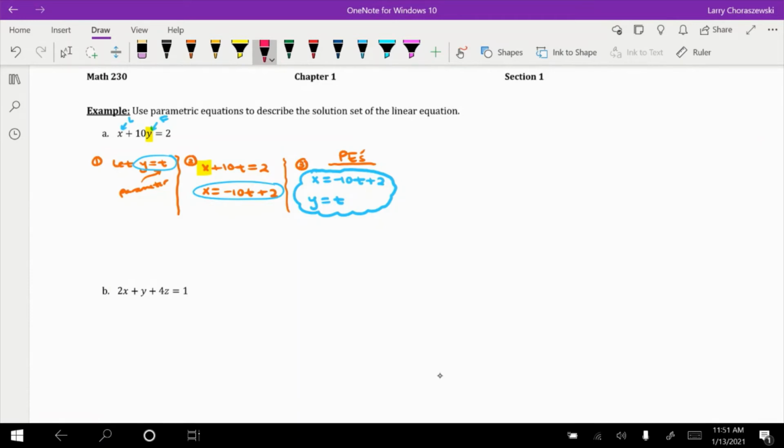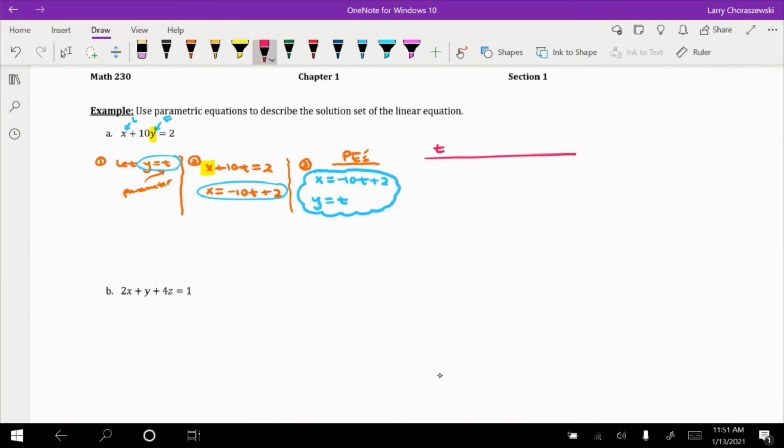And in fact, if you wanted to, you can construct a table where we can pick some random values of t, and depending on the value of t, we'll get a value of x. We'll also get a value of y. And as an added bonus, we would get an ordered pair that would be a solution to the system. Would anybody like to pick a random value of t for us? 0. Okay, let's use 0.